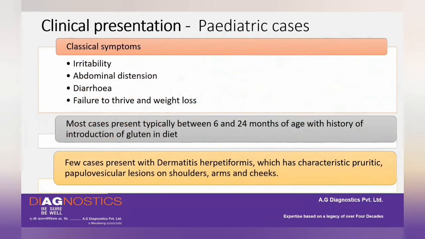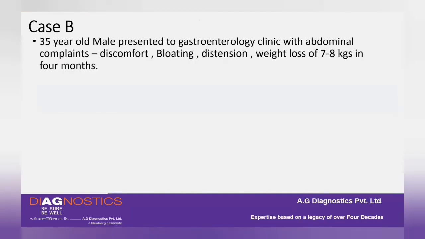So the clinical presentation in pediatric cases: classical symptoms are irritability, abdominal distension, diarrhea, failure to thrive, and weight loss. Most cases present typically between 6 and 24 months of age with history of introduction of gluten in diet. A few cases may present with dermatitis herpetiformis, which has characteristic pruritic papillovesicular lesions on shoulders, arms, and cheeks.